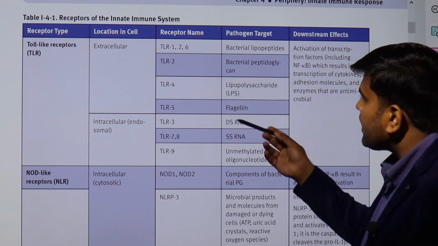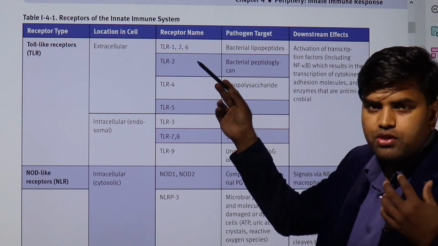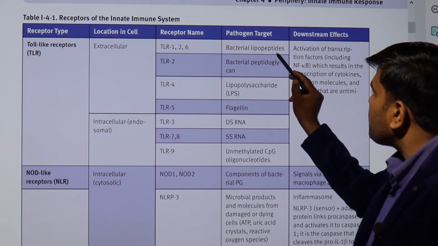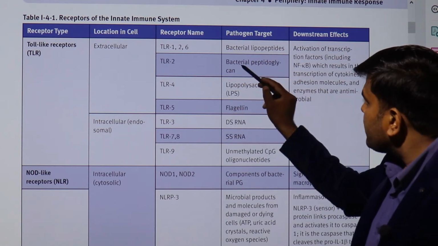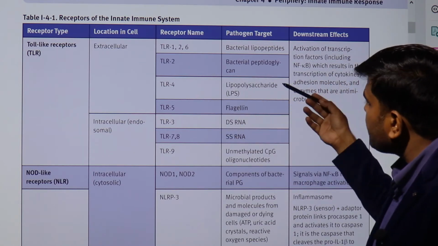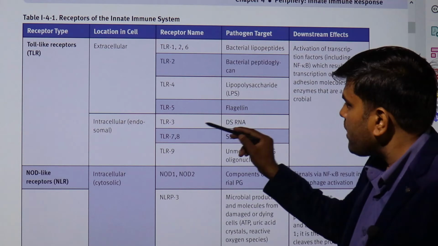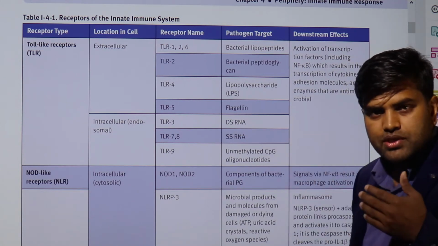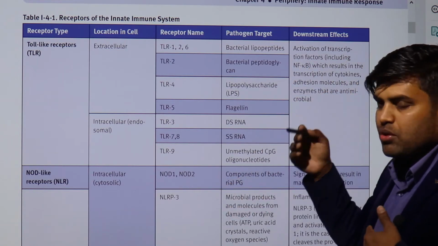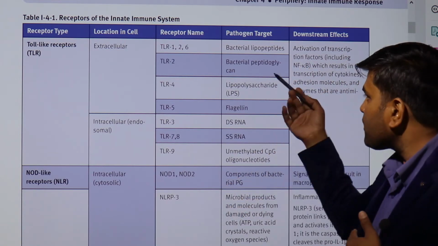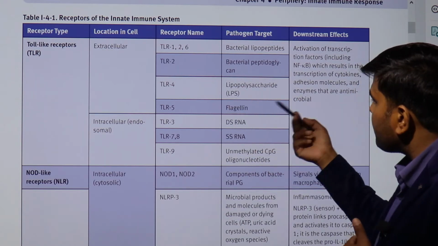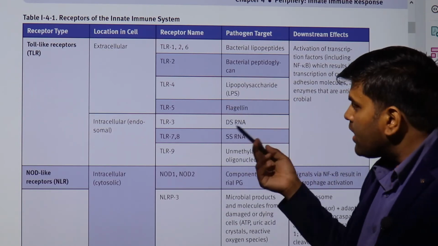And what can they recognize? Toll-like receptors present on your macrophages, dendritic cells, and neutrophils can recognize bacterial lipopeptides. Toll-like receptor 2 will detect bacterial peptidoglycan. Toll-like receptor 4 can detect the bacterial portion lipopolysaccharide. Toll-like receptor 5 will detect flagellin. So these are present on your immune cells, and bacterial lipopeptides, peptidoglycan, lipopolysaccharide, and flagellin can be detected.